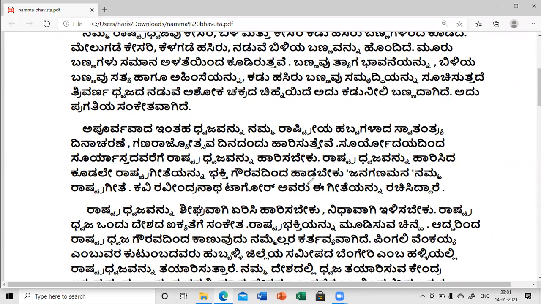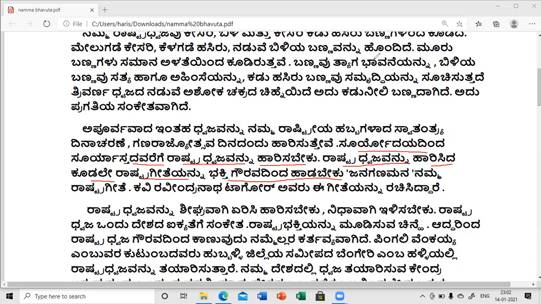All right, and we also have this information here. ರಾಷ್ಟ್ರಧ್ವಜವನ್ನು ಹಾರಿಸಿದ ಕೂಡಲೇ ರಾಷ್ಟ್ರಗೀತೆಯನ್ನು ಭಕ್ತಿ ಗೌರವದಿಂದ ಹಾಡಬೇಕು. Okay, and we also have this information in the previous sentence. ಸೂರ್ಯೋದಯದಿಂದ ಸೂರ್ಯಾಸ್ತದವರೆಗೆ ರಾಷ್ಟ್ರಧ್ವಜವನ್ನ ಹಾರಿಸಬೇಕು. So we have to hoist the flag and then we have to sing the national anthem, that is Rashtra Gite. So this is the procedure basically that has to be followed.